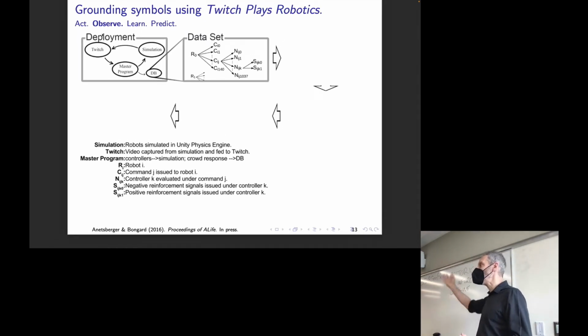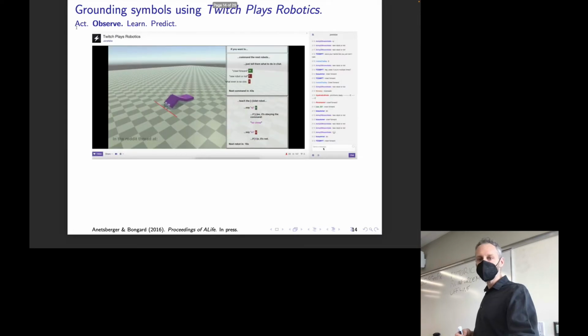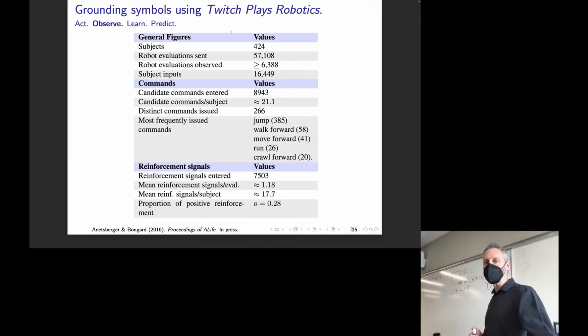We're collecting all of this data as these robots are acting randomly on the stream. Here's an overview of what this data set looks like. As I mentioned, we had several thousand people come and observe the stream, but only 424 of them typed something into chat. Over that 2-week period, 57,000 simulations were run. So 57,000 random controllers ran on the robot. However, there was at least one person on the stream for 6,388 of those simulations, and we got a total of over 16,000 pieces of chat.